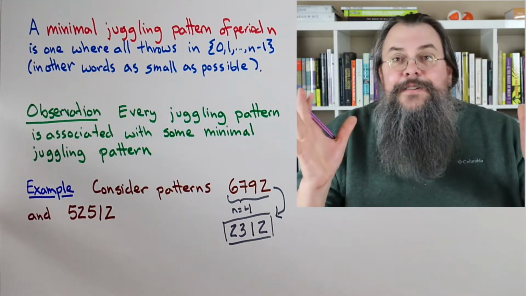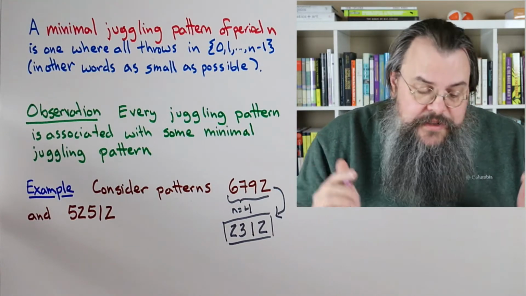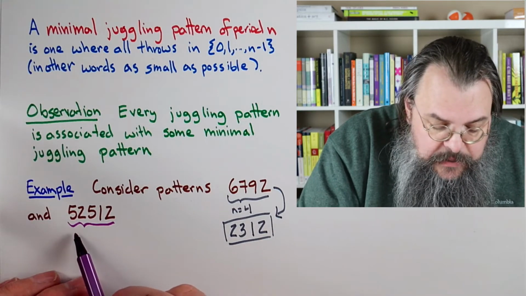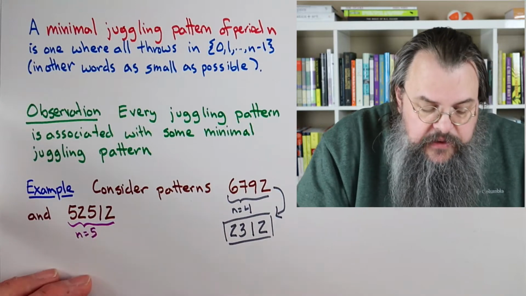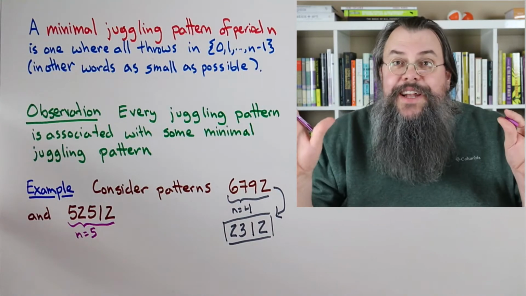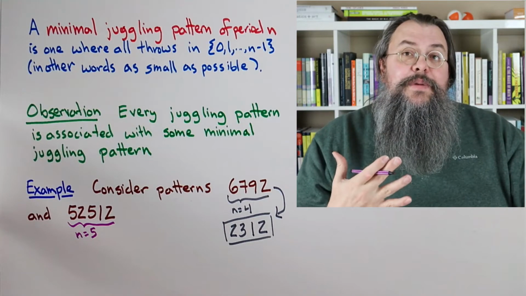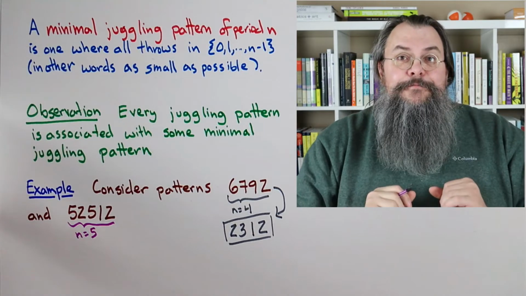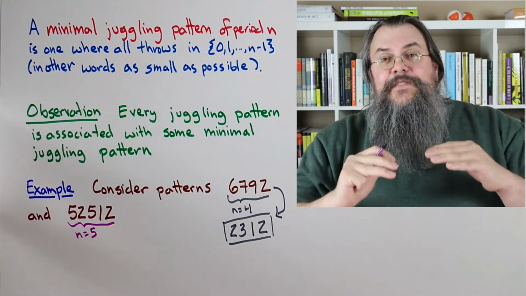So, now, is this minimal? Well, let's just do a quick check. 5, 2, 5, 1, 2. Well, that'd be n equals 5. You say, well, there are some good numbers here: the 2, the 1, the 2. Great. But the 5 is too big. Remember, we want all the throws to be less than our period. Okay, so we've got to bring that 5 down.